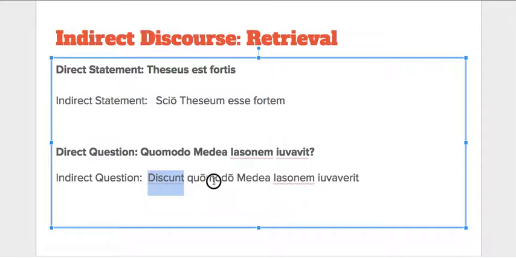Discunt, they learn here. Quomodo, how. So we need some sort of interrogative pronoun or adverb to introduce the question, but it's often going to be the same interrogative pronoun or adverb that was part of the direct question. And the nice thing is you can keep the nominative case the same, accusative case the same, unlike in indirect statement where you have to make that nominative into an accusative subject. The one thing that's going to change is the mood of the verb. It's not going to be indicative anymore, it's going to be subjunctive. And specifically here, it's going to be perfect tense subjunctive because we are in primary sequence, because that main verb is present tense. Okay? That's a lot to handle right now.